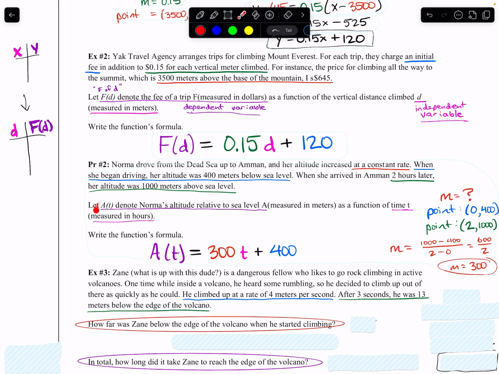Again, this is a of t. It's not talking about multiplication. It's just saying that the dependent variable a depends on the independent variable t. But the process is the same. You can find your slope. I chose to find it using the slope formula. I subtracted my y's, subtracted my x's, divided and got 300 for my slope. I put that in here, and I knew already that my y-intercept was 400. So I put my equation in slope-intercept form, and instead of x and y, I used t and a of t.